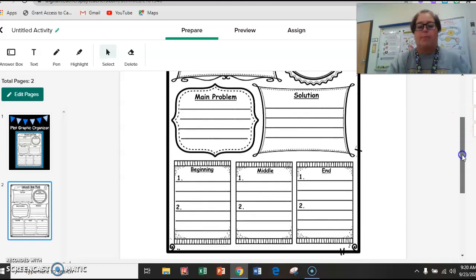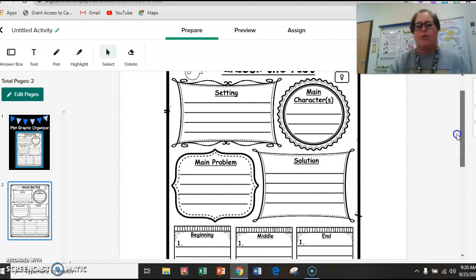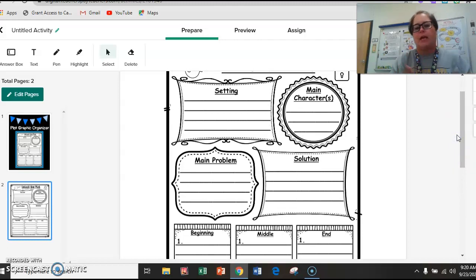And right at the bottom, beginning, middle, and end. This is where you're going to tell me what happened in the beginning, the middle, and the end. And that's all how you unlock the plot. You think about the setting and the characters. You think about the problem and the solution. And that tells you the plot.